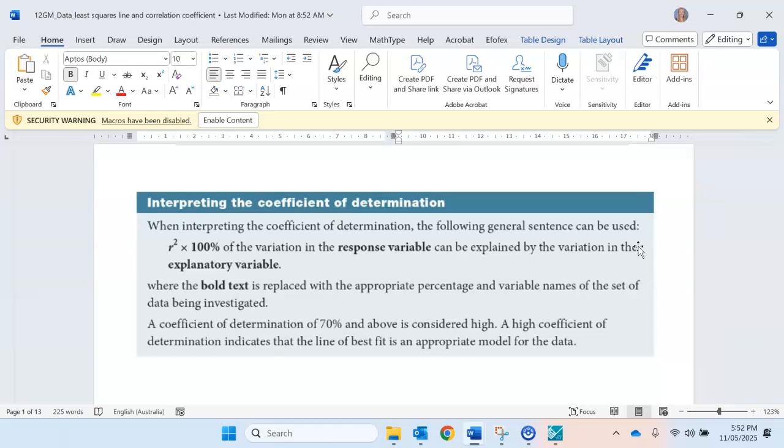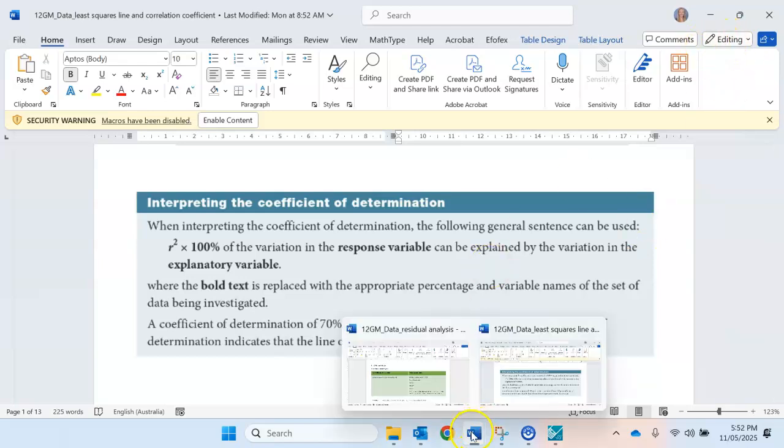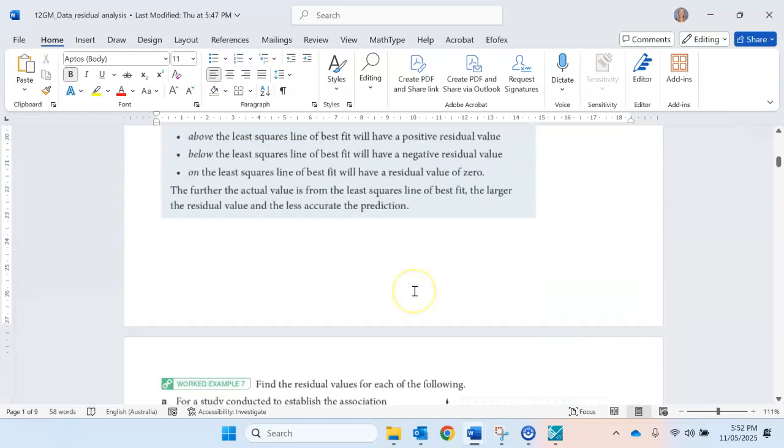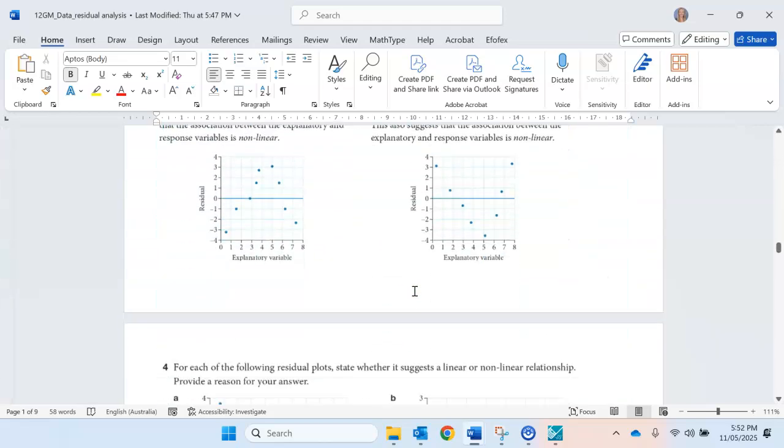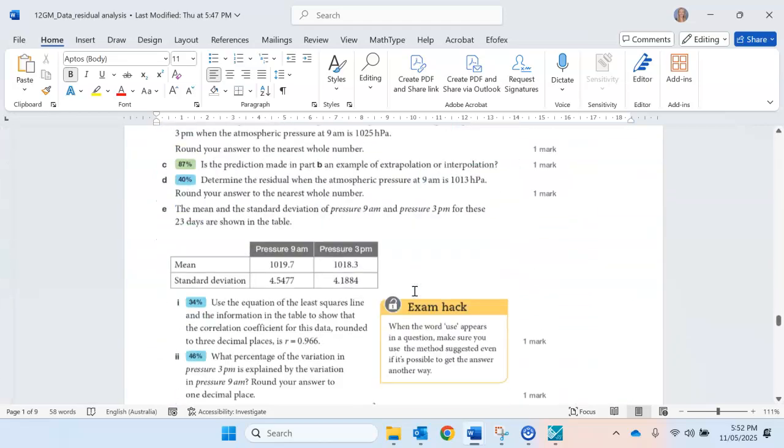In addition to R, which is your correlation coefficient, also calculating your least squares regression line, but some students have been asking, what does it mean by interpret? Okay, so just those 3 sentences. Okay, so I'm going to skip on through most of these notes just to the questions at the end.